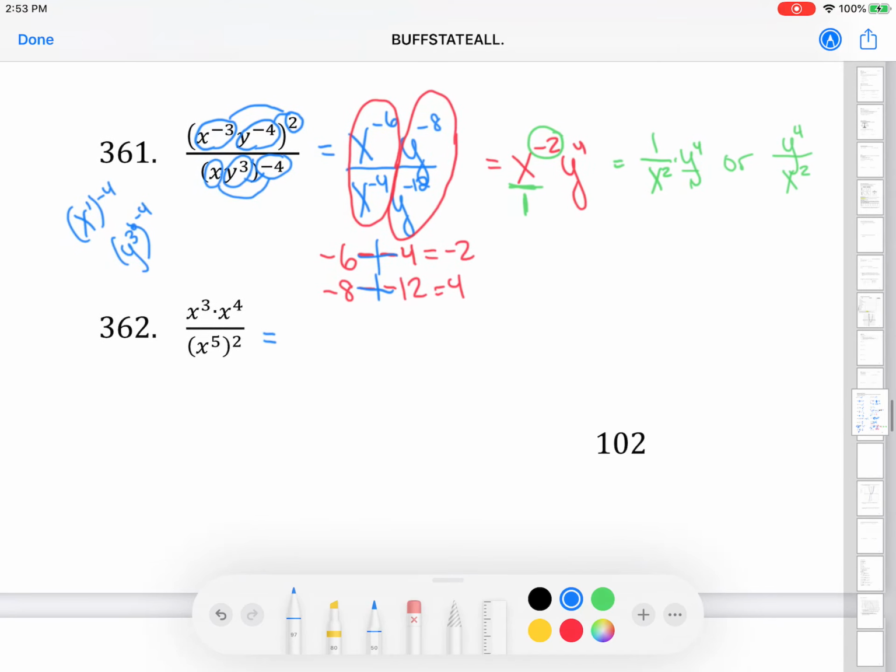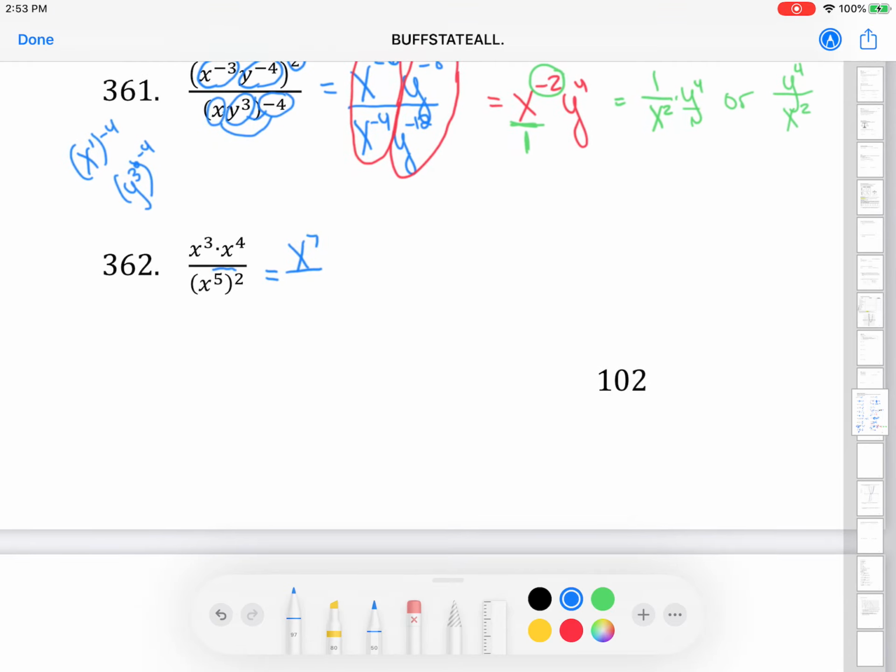So on top I have multiplication. When you multiply two variables together, you add your exponent. So I get x to the 7th on top. On the bottom, think about what rule applies. I have x to the 5th raised to the 2nd power. So that's a power to a power, which means I multiply them together. I get x to the 10th. So far I've used two different rules, and I'm still not done. Now I have division. When you divide variables, you subtract the exponents. So 7 minus 10 gets me a negative 3.